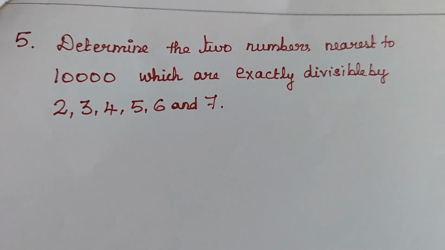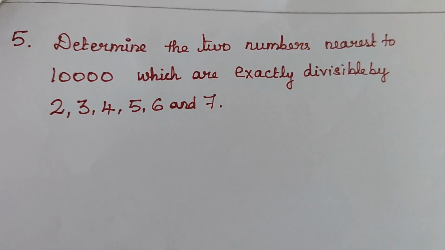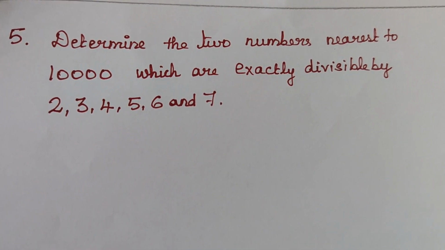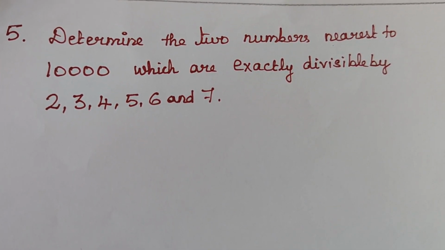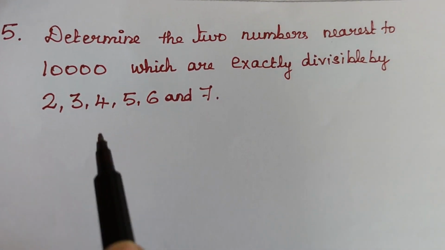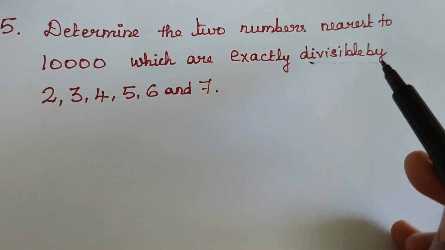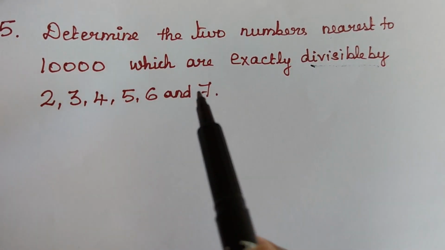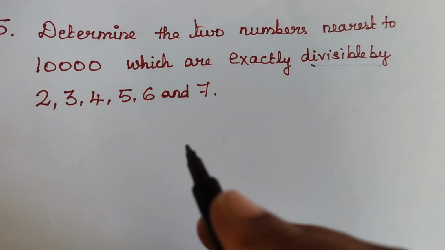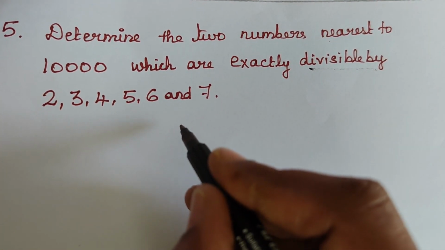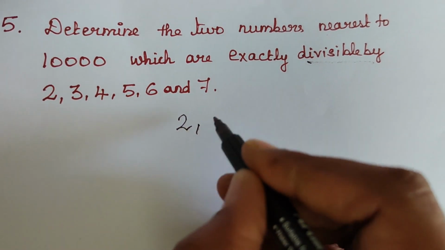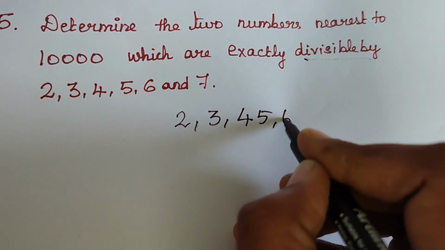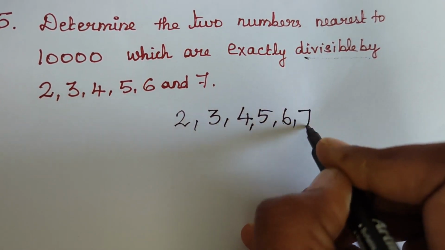Fifth question. Determine the two numbers nearest to 10,000 which are exactly divisible by 2, 3, 4, 5 and 6. So these are divisors. When divisors are given, we must find their dividend. To find the dividend, we will take the LCM. Let's take the LCM of 2, 3, 4, 5, 6 and 7.